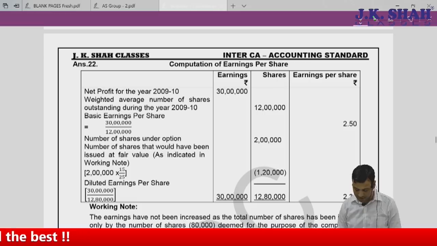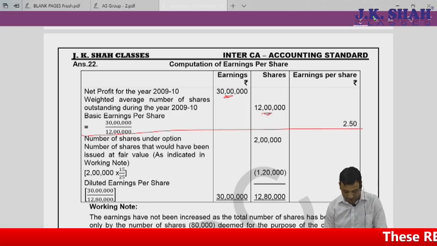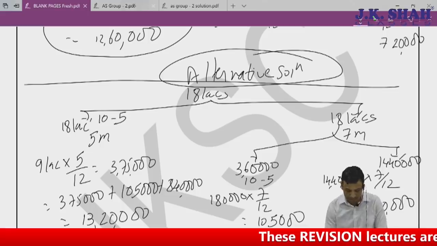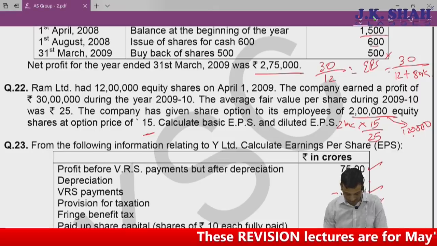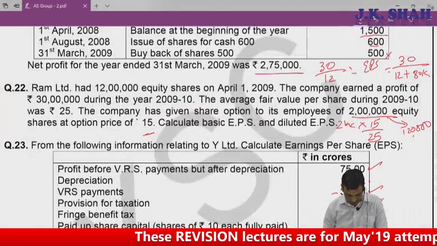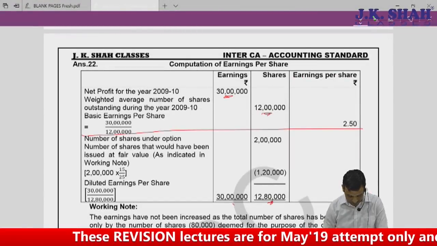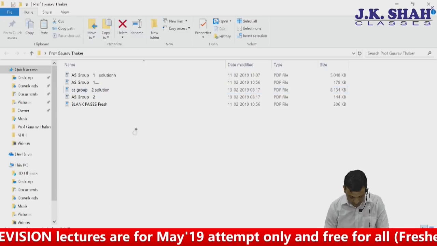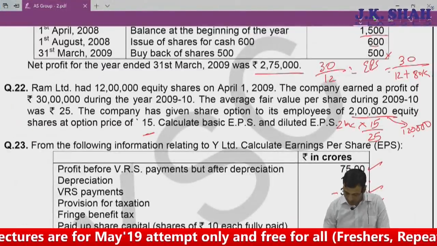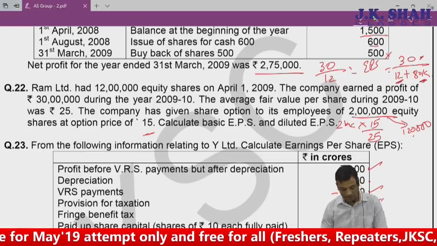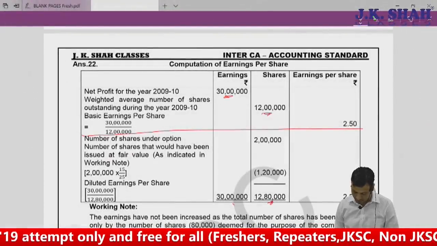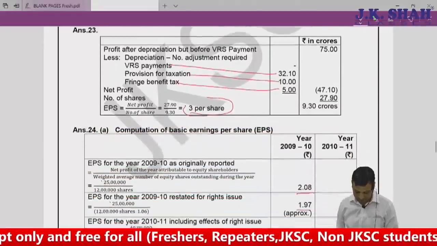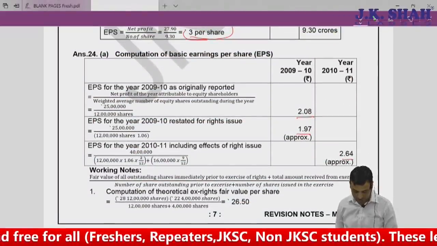Net profit 30 divided by 12, so you get EPS which is 2.5. Dilutive, 30 divided by 12 plus 80,000. Earnings will remain 30 only. 30 will remain 30 only, 12 existing shares, and these are dilutives. Okay, so here it is 2.34. 23rd we have already done. 24th also already done.